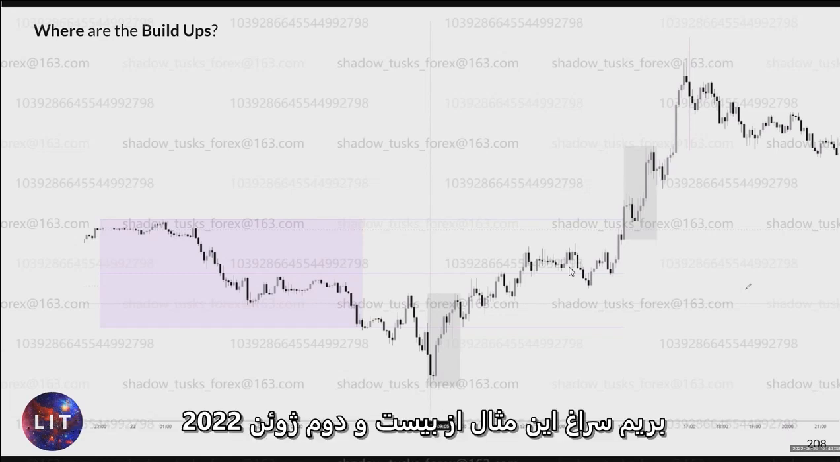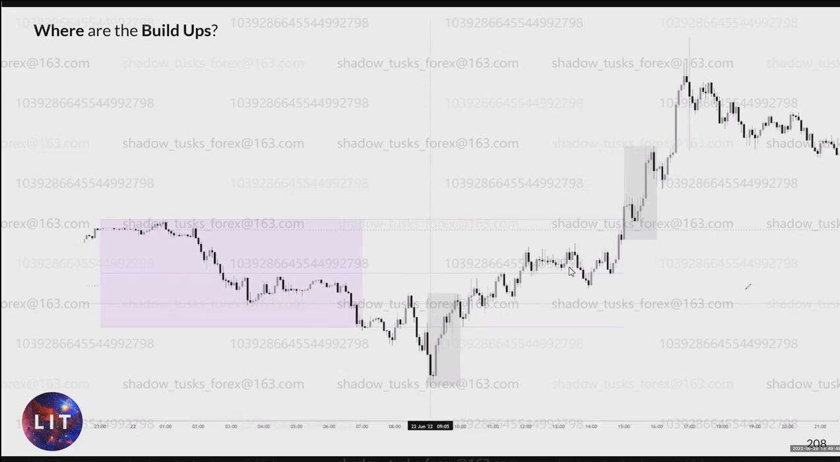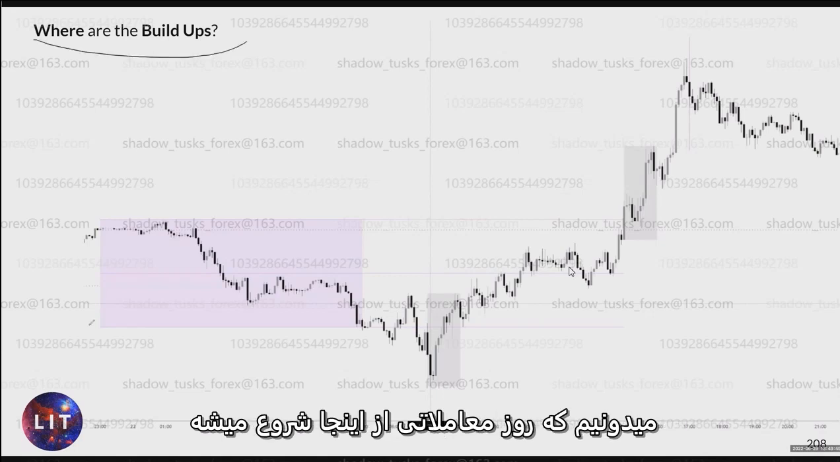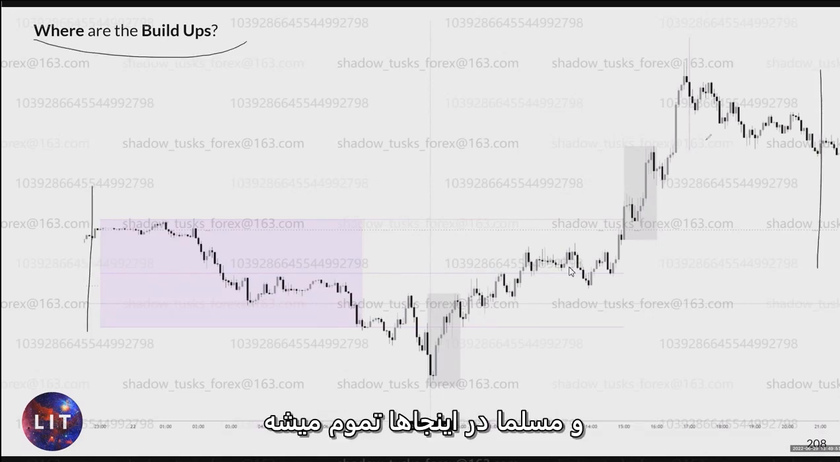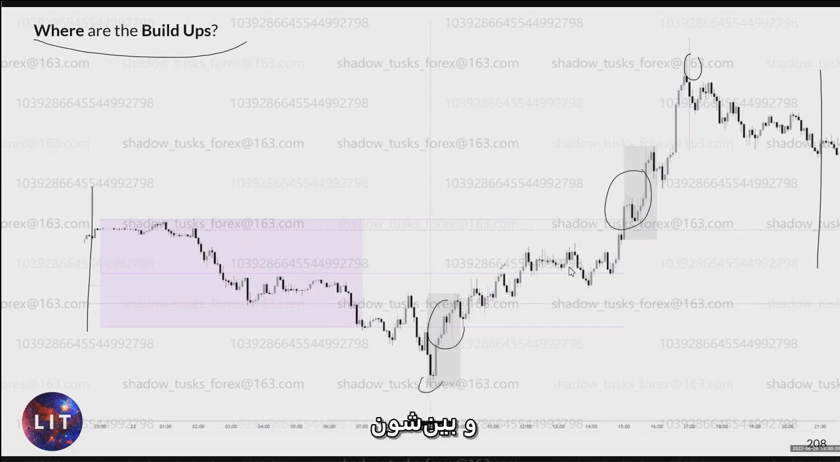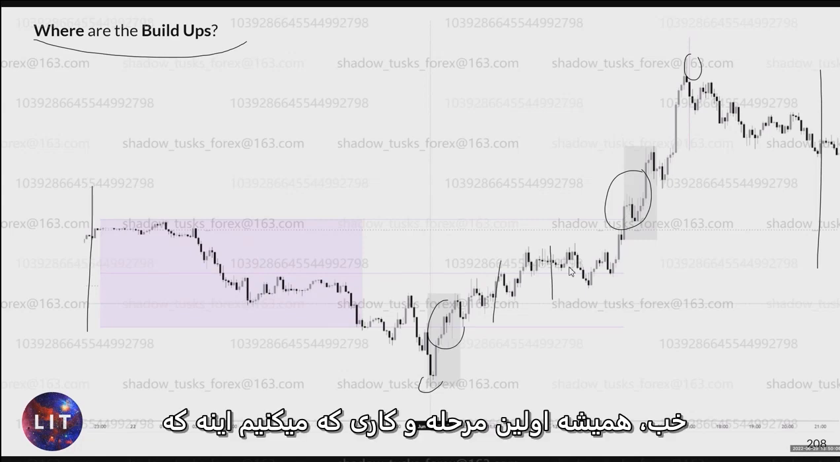Okay, let's just choose this one from the 22nd of June 2022. Right, of course, always the same stuff as we do. We know the day begins here and obviously ended somewhere in here. London close, right? You should already know that. Time windows, time windows, time windows, and in between, right? Perfect. Okay, so what do we do?